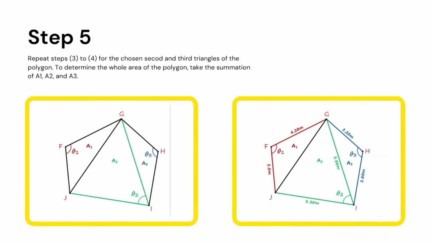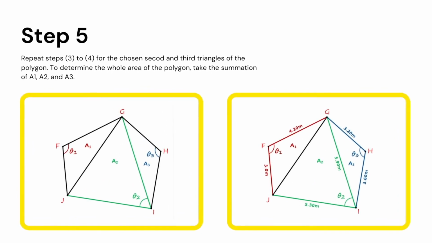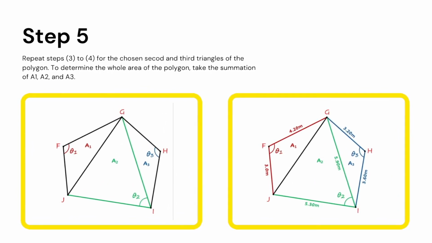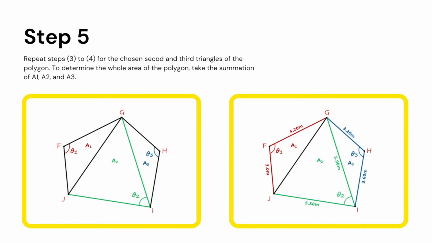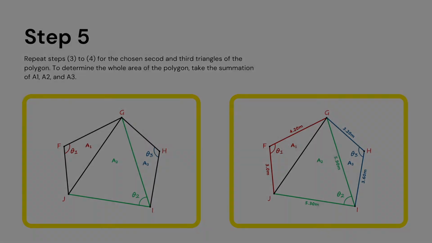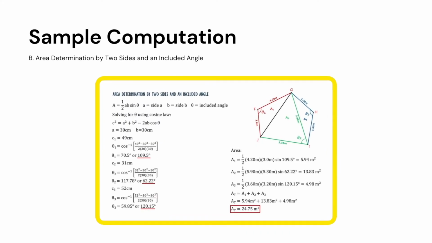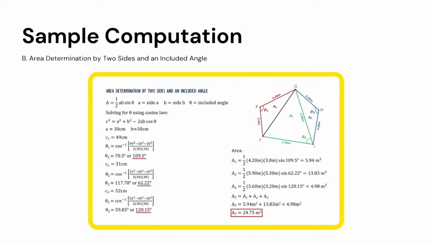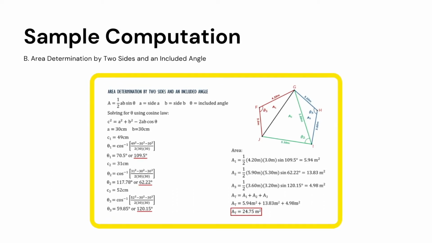Repeat steps 3 to 4 for the chosen second and third triangles of the polygon. To determine the whole area of the polygon, take the summation of areas of A1, A2, and A3. Here is a sample computation for Part B. For this method, we get a total area of 24.75 meters squared.